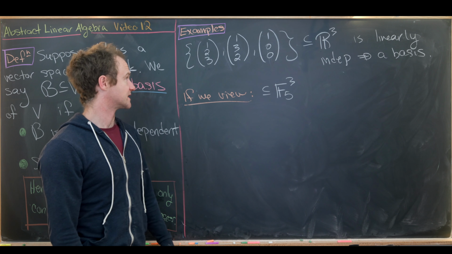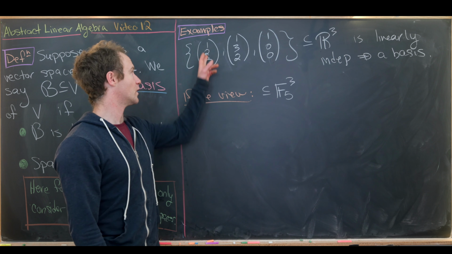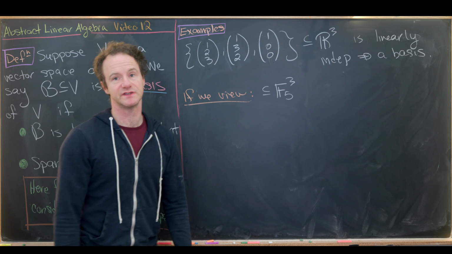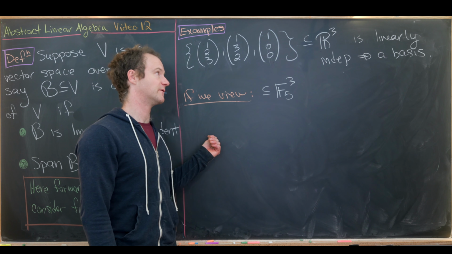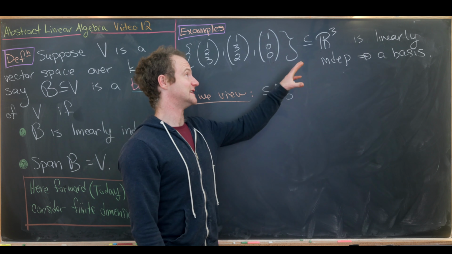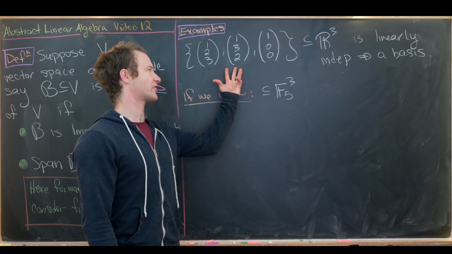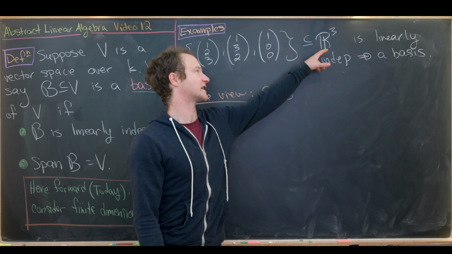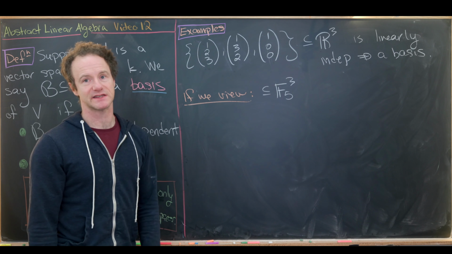Now I've got another example. So we've got three vectors in R3: (1, 2, 3), (1, 3, 2), and (1, 0, 0). I'll let you guys check, using similar methods to what we saw before, that these vectors are linearly independent. And since there are three linearly independent vectors in a three-dimensional vector space, that makes them a basis.